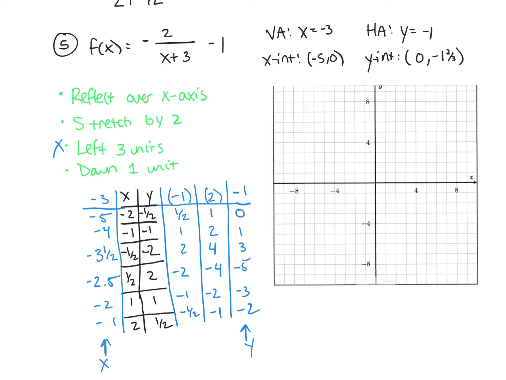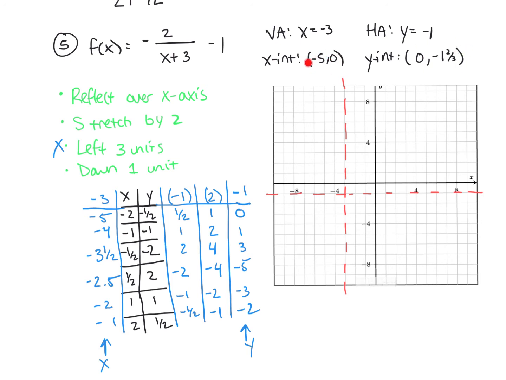So now if we take a look here, first thing I'm going to do, instead of doing the table first, is mark in this information. So remember, we do our vertical asymptote and our horizontal asymptote with dashed lines. So when x is equal to -3, that's a vertical asymptote going this way, and a horizontal asymptote at y is equal to -1 is down here. So we can see those are kind of our boundaries we cannot cross.